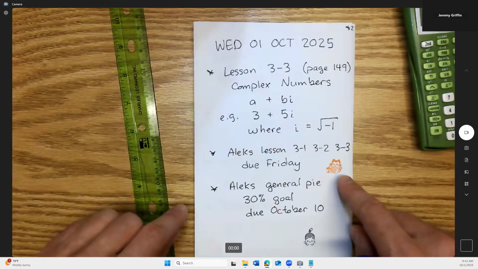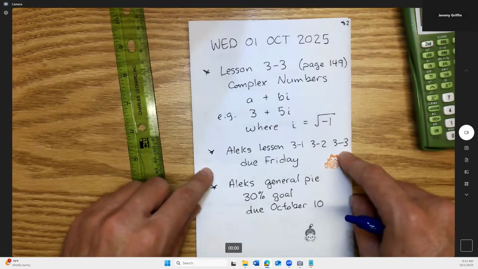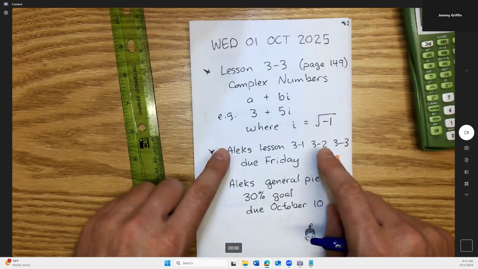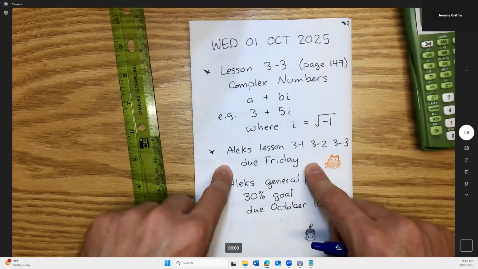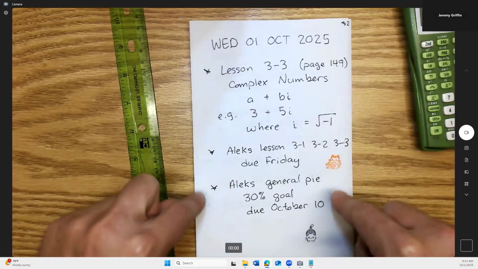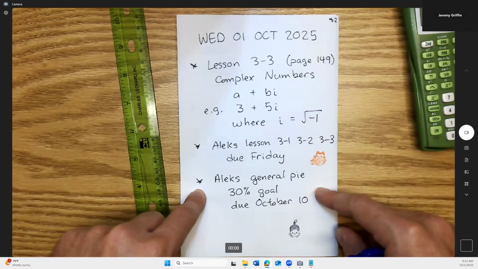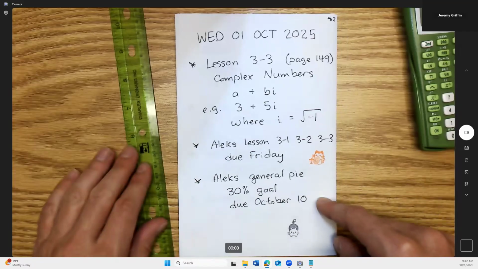Okay. Right, so this is lesson 3.3. So that covers all the topics that are in this Alex homework that's due Friday, right? 3.1, 3.2, 3.3. And then, guys, also don't forget your general high 30% goal is due by the end of the quarter, which is coming up next Friday.